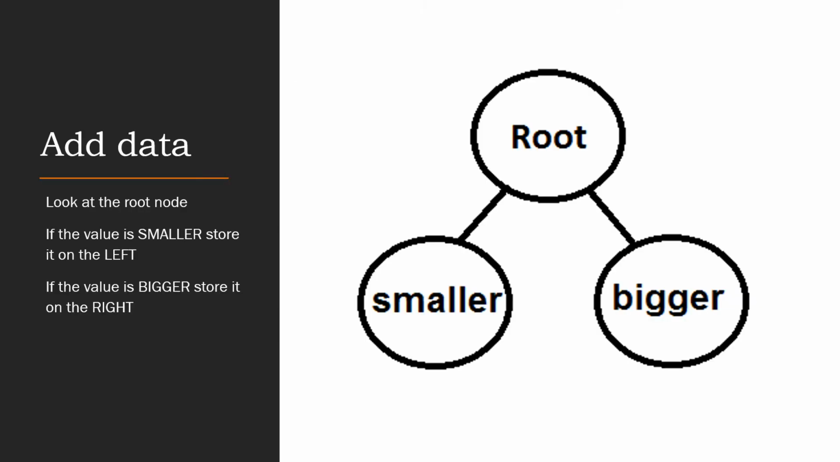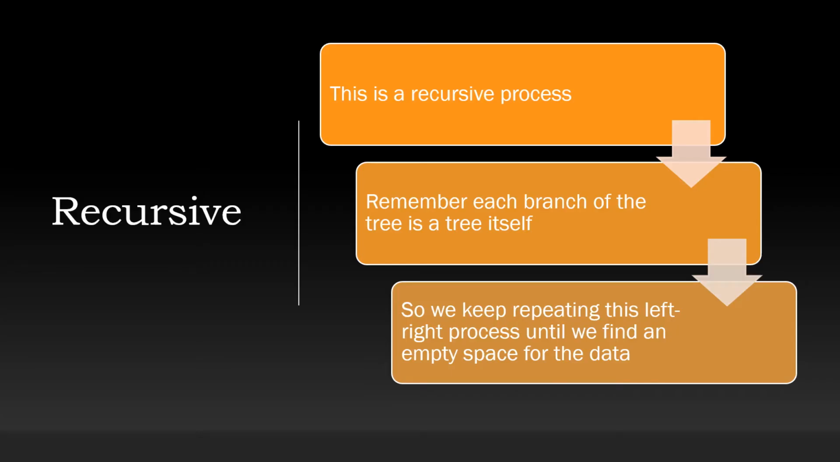The rule for adding data to a binary search tree is very simple. You look at the root node of the tree and see what value is in there. If the value that you want to add is smaller, you go to the left, and if the value is bigger, you go to the right. Now remember that the tree is a recursive structure, so you can repeat this process as often as you need to until you get to an empty space.